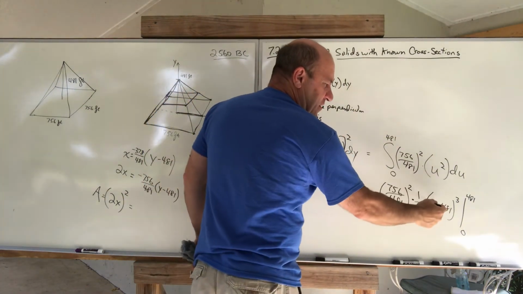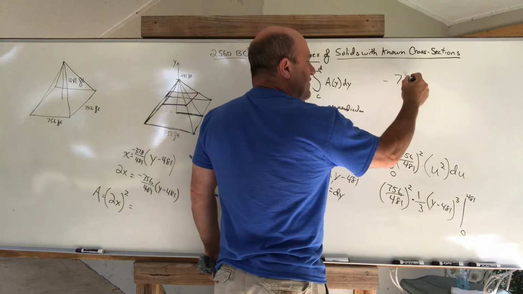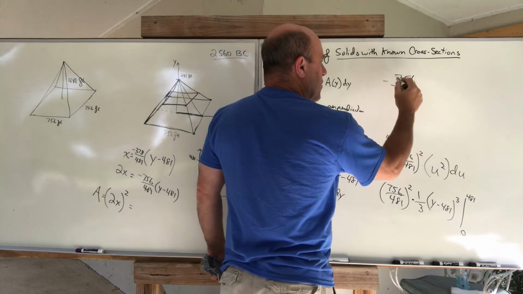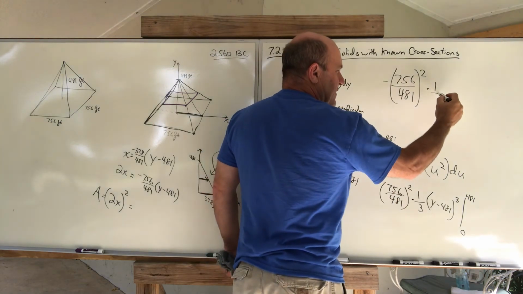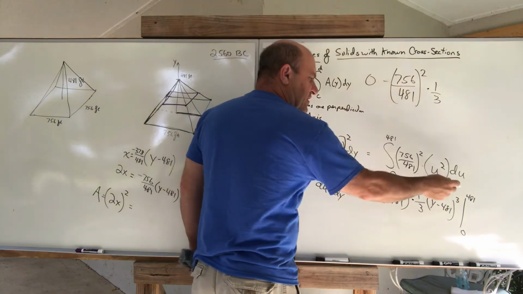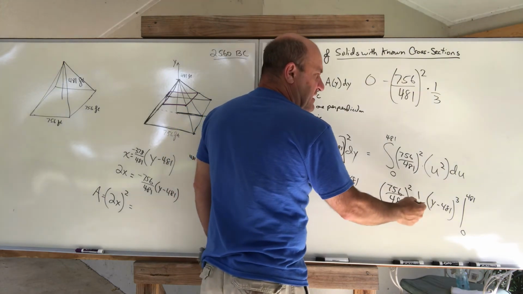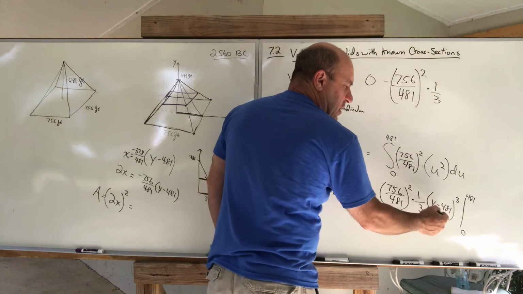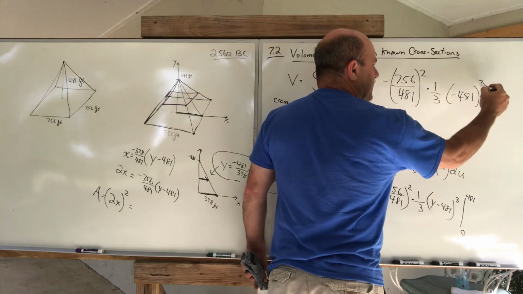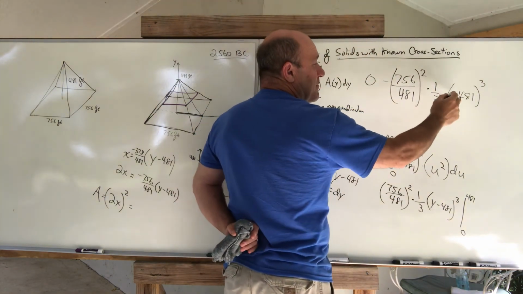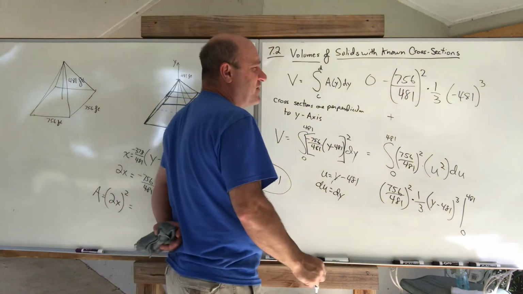You plug in your 481, and it's interesting. You get 0 minus the 756 over the 481 squared. And now when we plug in the 0, we have a 1/3. So I got 0. I plugged in the 481 and got a 0 minus 756 over 481 squared times 1/3. And now I'm plugging in the 0, and I get negative 481 cubed. All right, well, that negative number cubed will end up being negative, but that'll cancel out this negative. The answer is a positive volume. It should come out a positive volume.